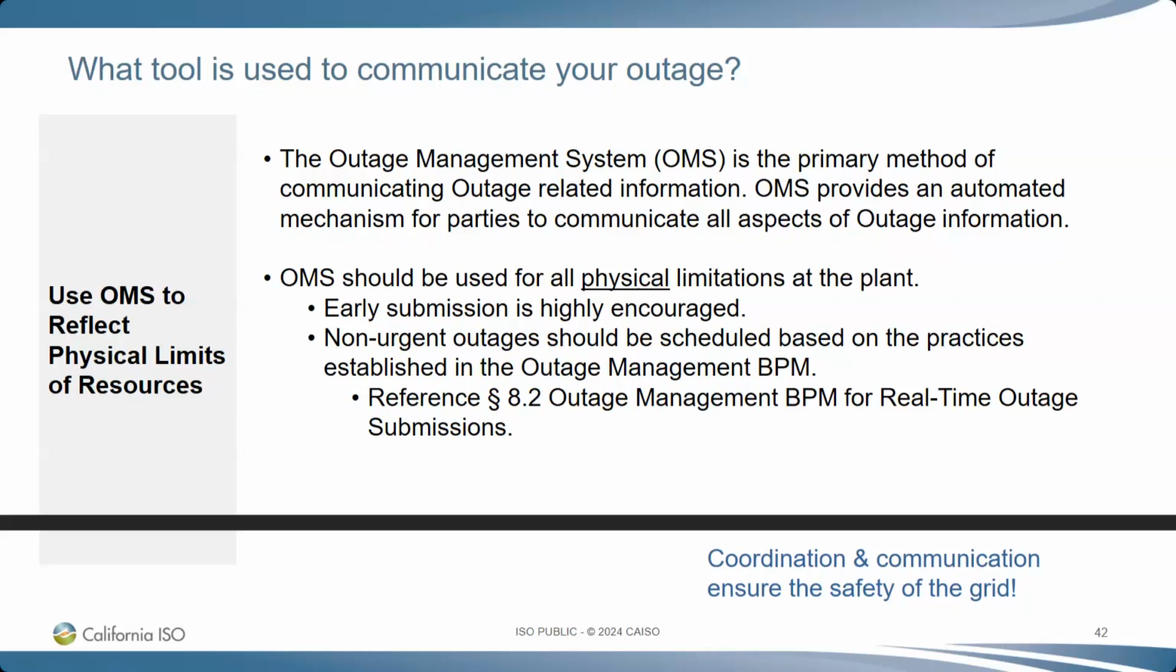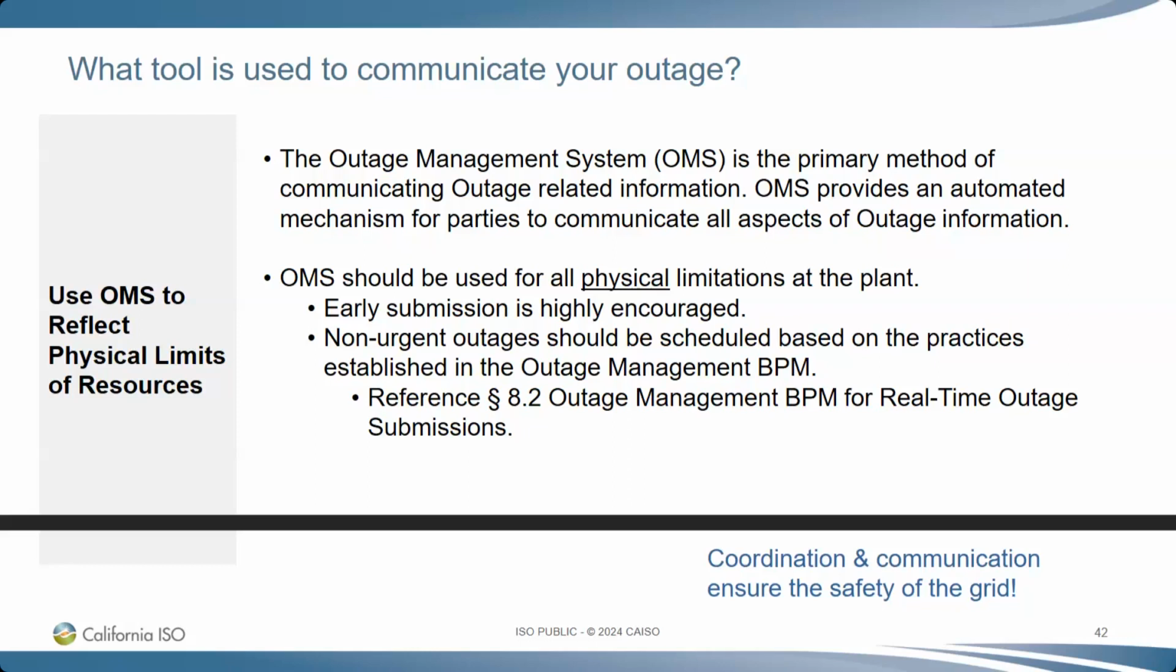When we say all aspects, we'll give a little example on a solar resource. When you're putting this in, as much information as possible should be entered for clarity as to why it's not available. So OMS should be used for all physical limitations at the plants. Early submission, the earlier you know about it, the better. That's highly encouraged because we talked about the market optimization timeframes.